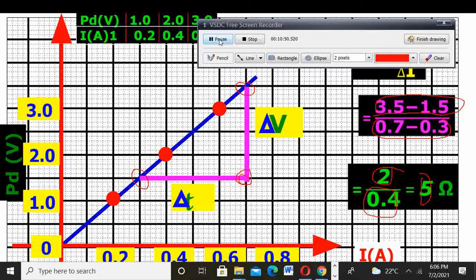It means the current passing through the conductor is directly proportional to the potential difference applied across its ends, provided that the temperature of the conductor and its physical conditions remain constant. So the physical conditions of this experiment were constant. Let us establish what is happening here.